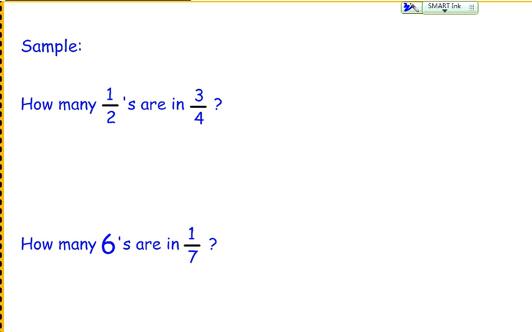So here are your sample problems. How many 1/2s are in 3/4, and how many 6s are in 1/7? Make sure you're reading those carefully as you solve this. That's lesson 96.